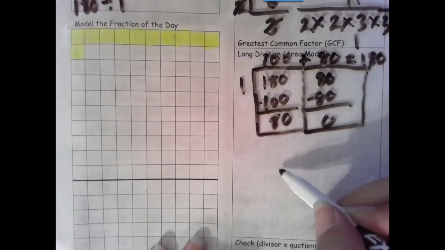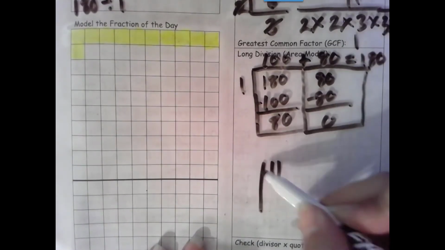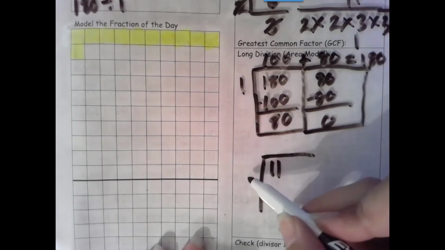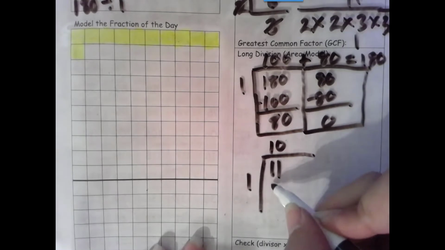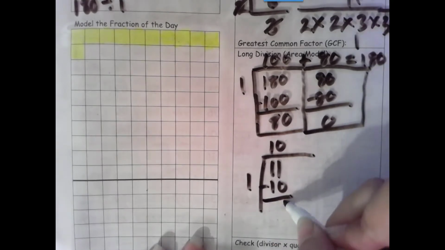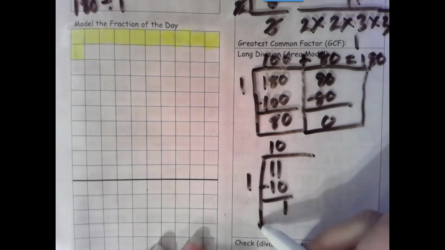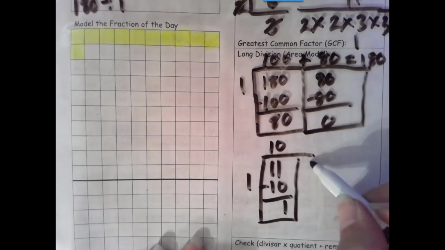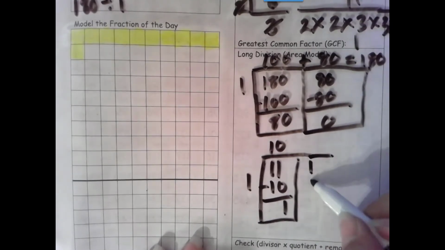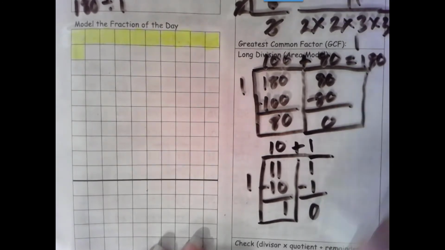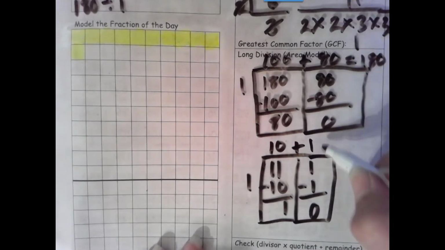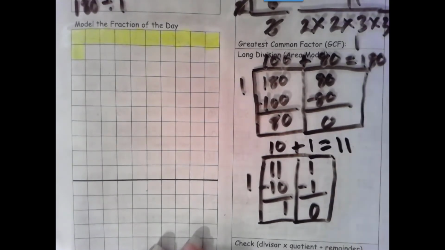Okay, and then 11 divided by 1. Well, 10 times 1 is 10. More on top, no need to stop. Numbers the same, 0 is a game. Bring the 1 up. 1 times 1 is 1. Numbers the same, 0 is a game. Add these partial quotients. 10 plus 1 equals 11.